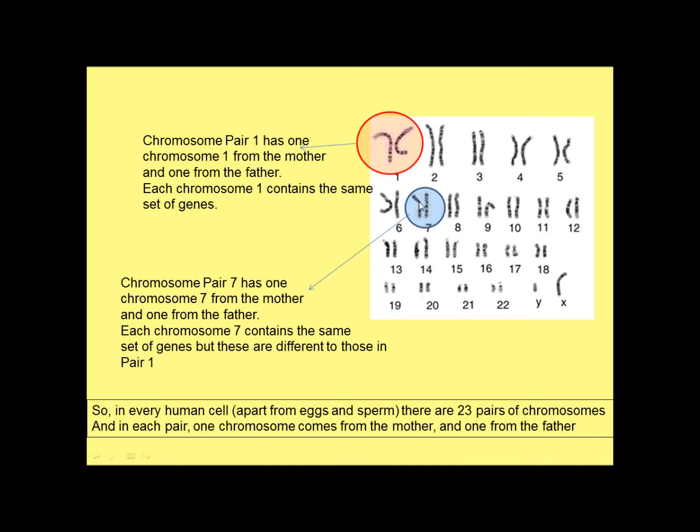Same with chromosome 7, 1 from the mother and 1 from the father. In fact, it's the same for every single pair. So in every human cell, apart from the eggs and the sperm, there are 23 pairs of chromosomes, and in each pair, 1 chromosome comes from the mother and 1 from the father.